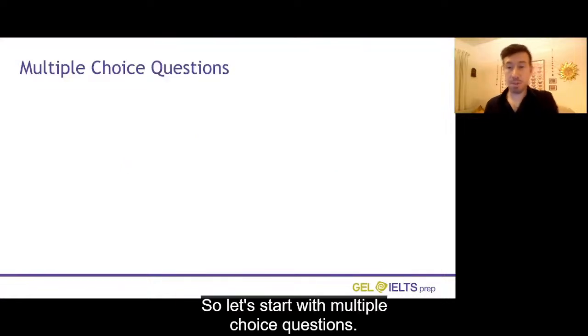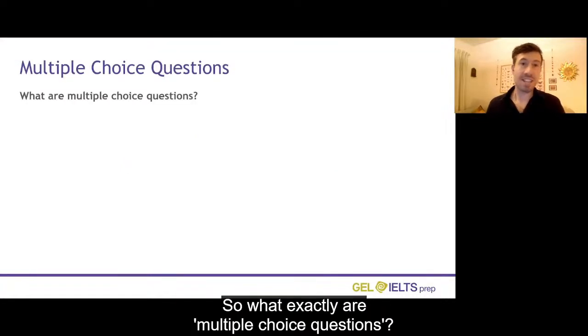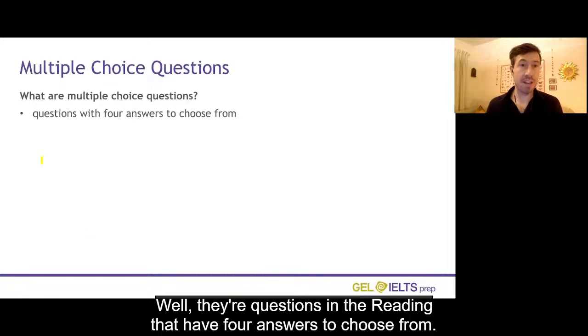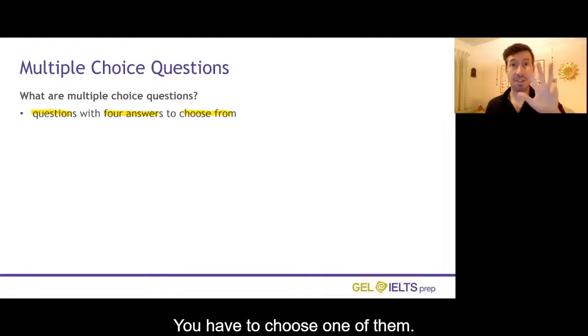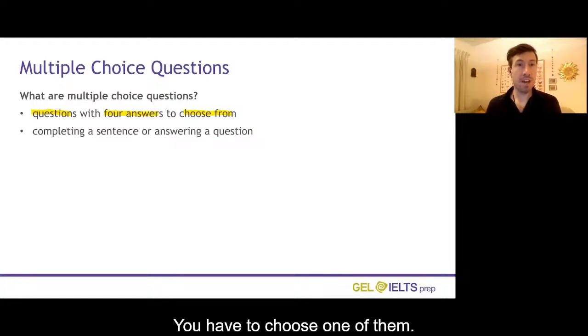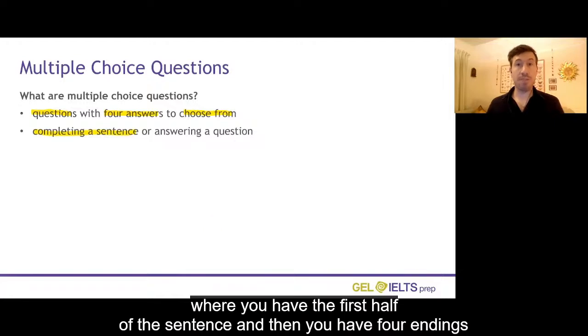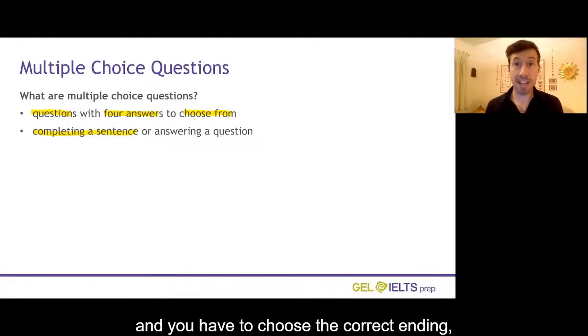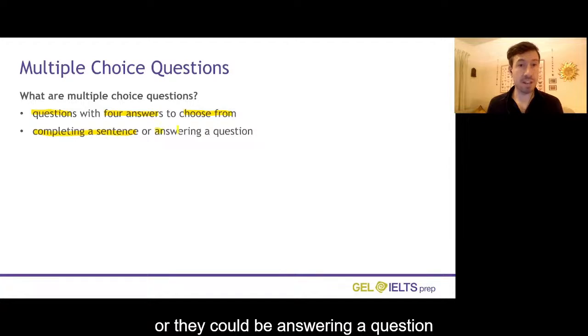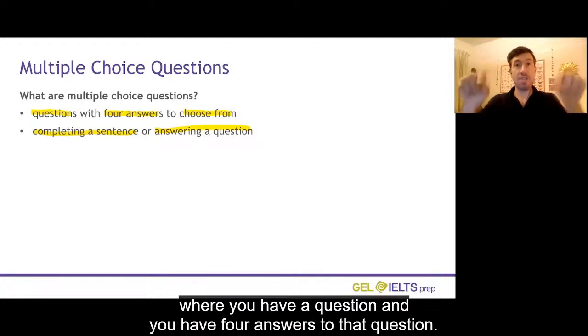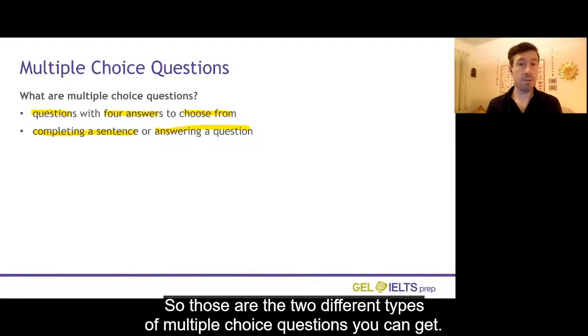So let's start with multiple choice questions. So what exactly are multiple choice questions? Well, they're questions in the reading that have 4 answers to choose from. So it'd be like A, B, C, and D. You have to choose one of them. Usually, there's 2 different types. They could be either completing a sentence where you have the first half of the sentence and then you have 4 endings and you have to choose the correct ending. Or they could be answering a question where you have a question and you have 4 answers to that question. So those are the 2 different types of multiple choice questions you can get.